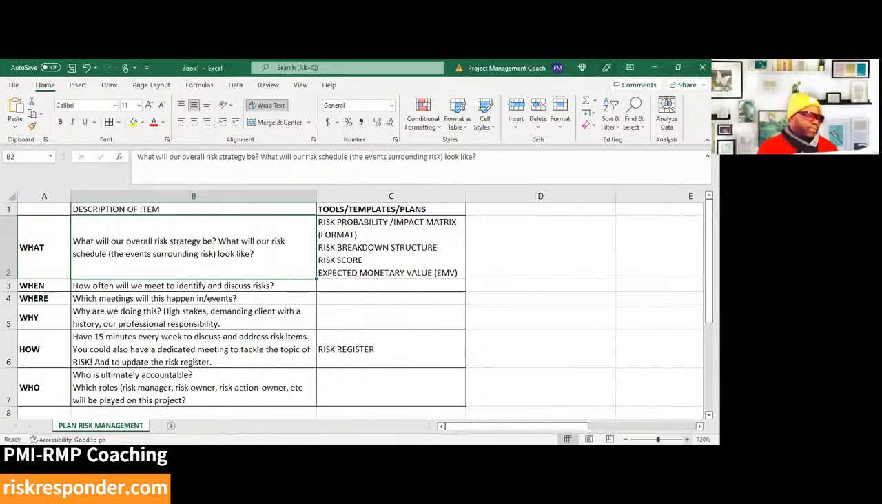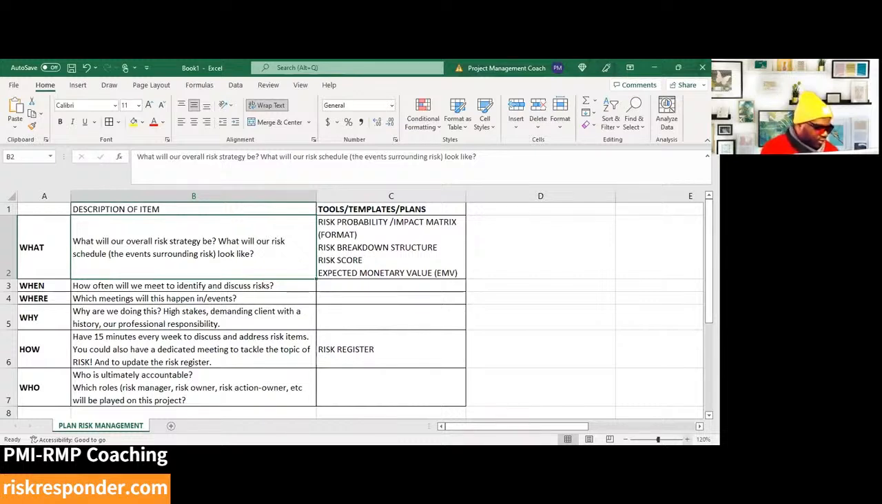I'm just going to read. Page 249, it says there are 7 processes in risk management. Number 1, plan risk management. This involves planning how to manage risks on a project, planning how to identify, I should say, and manage risk. If you turn the page over, you're going to see the risk management plan.